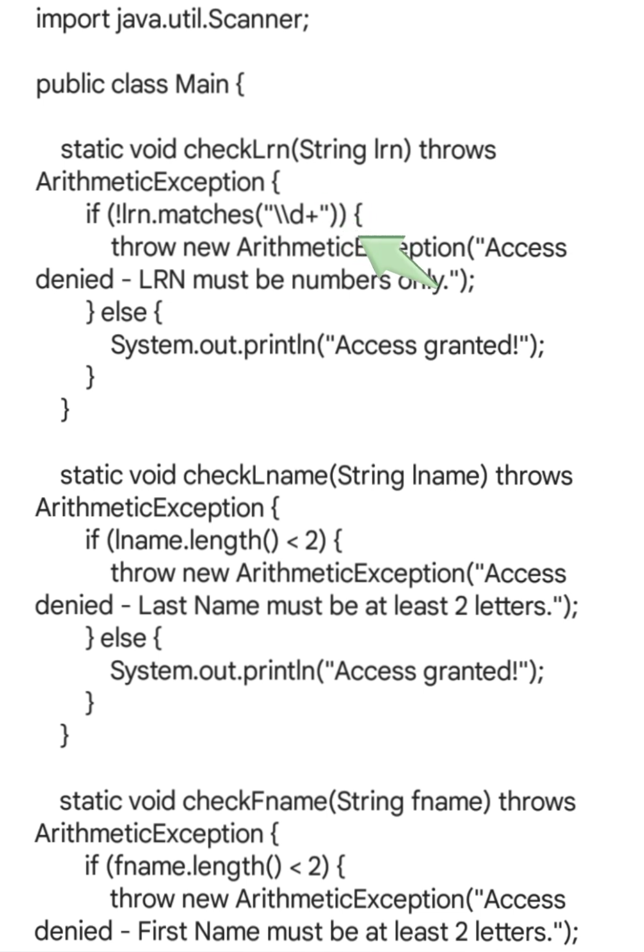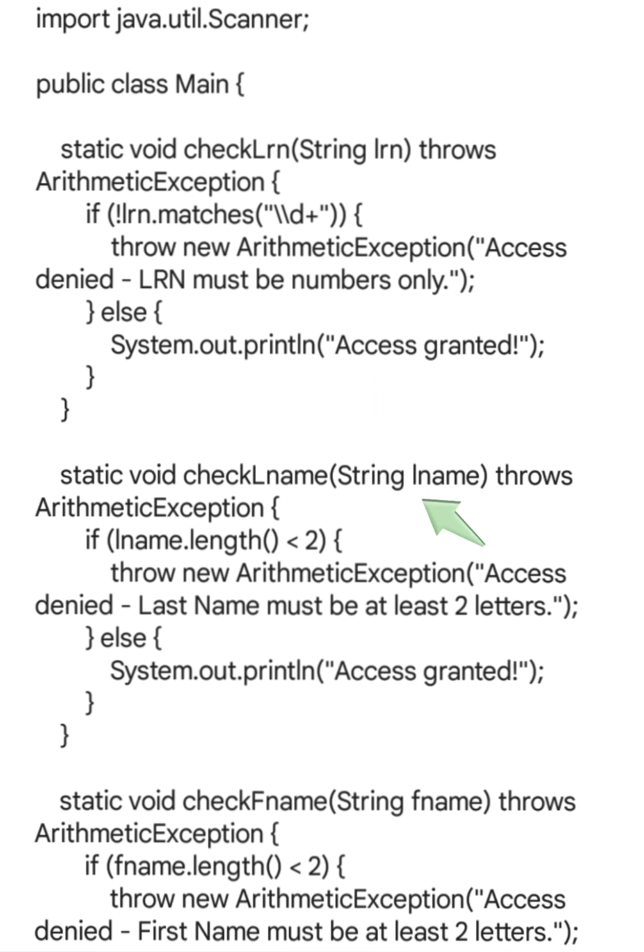Checks if the LRN contains anything other than digits. Throws an error with a message if the LRN is invalid. It begins the else block if the LRN is valid, and it prints a confirmation that the LRN input is valid.